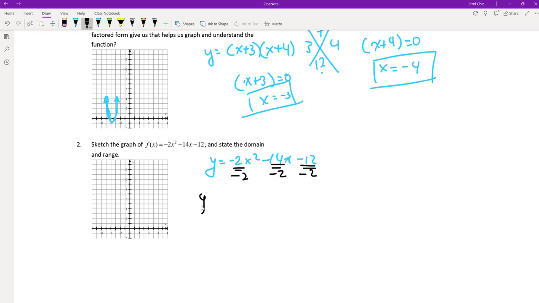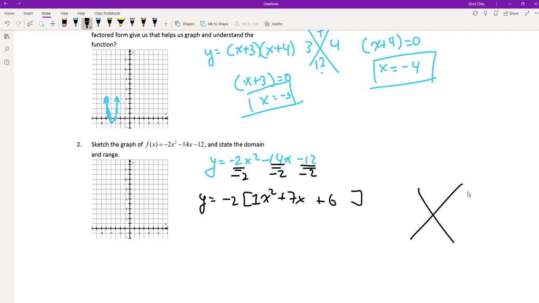So let's try to factor this. y equals, if I were to factor negative 2 out, what am I left with? Well, negative 2 divided by negative 2, oh, look at that, 1x squared. Negative 14 divided by negative 2, oh, positive 7x. And then negative 12 divided by negative 2 is positive 6. Now I'm going to focus on my a value. It's 1. Life is good.